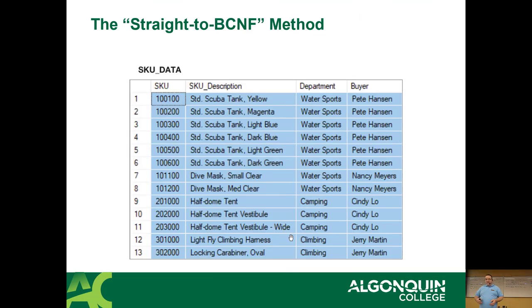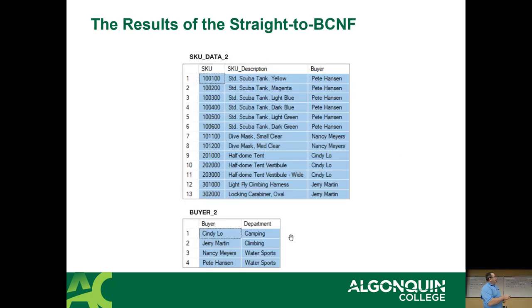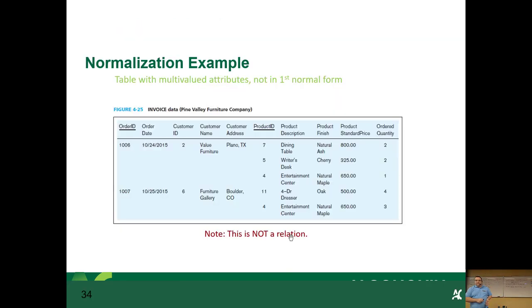So there's something called going straight to Boyce-Codd. By going straight to Boyce-Codd, SKU becomes the description, so we know this is what we had earlier. Theoretically, if you break out buyer to department, it takes the functional dependency and we end up with this, right? So we already did that. We kind of figured that out already.